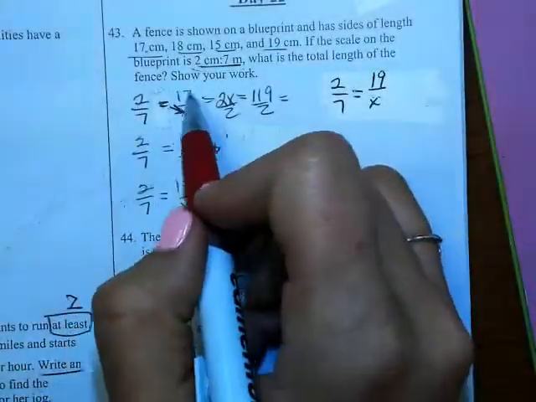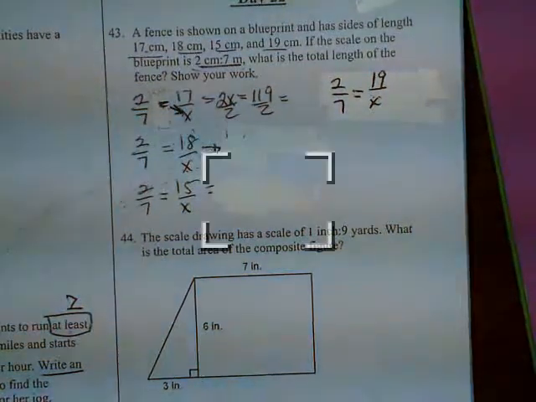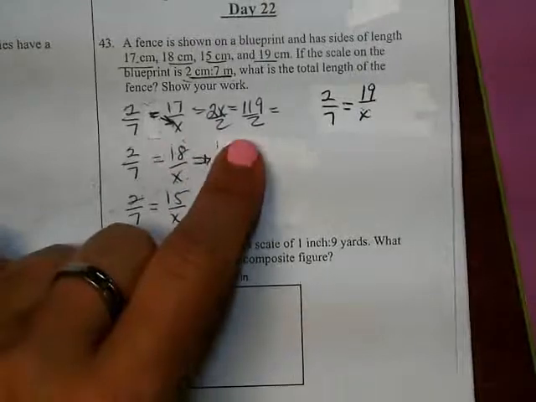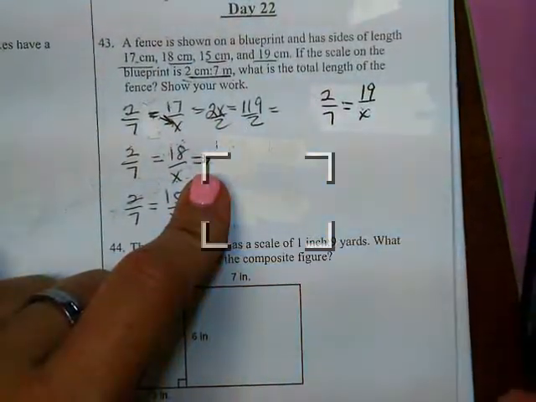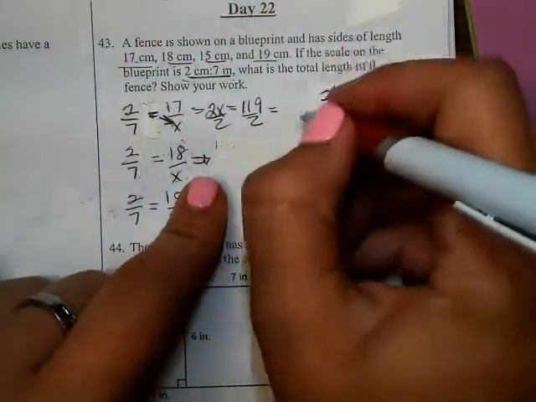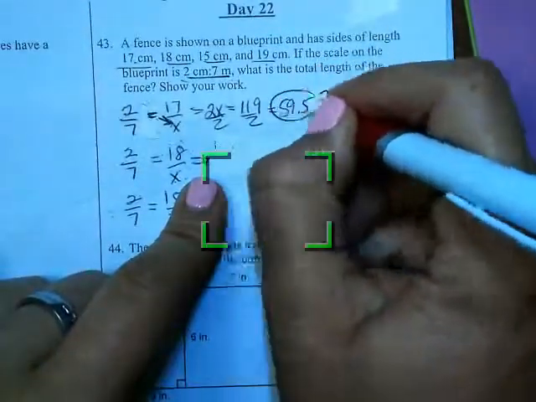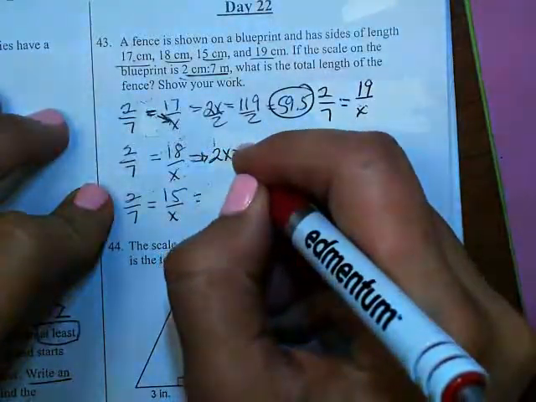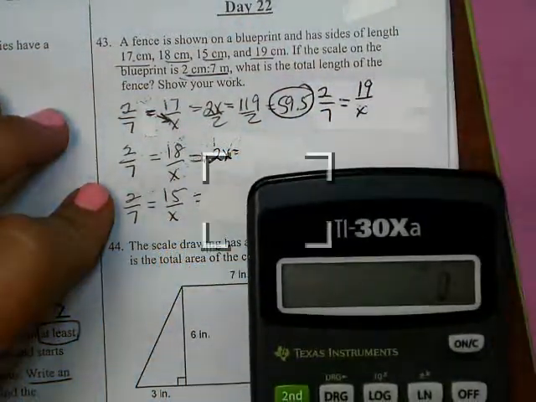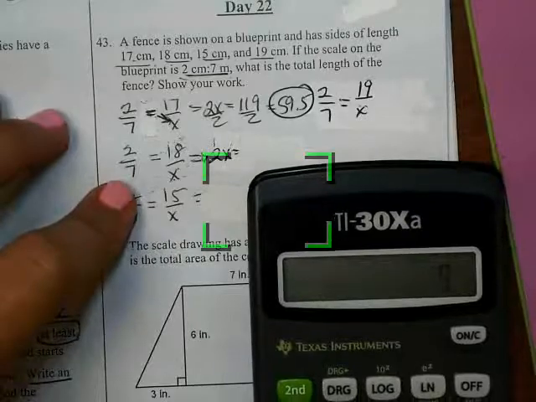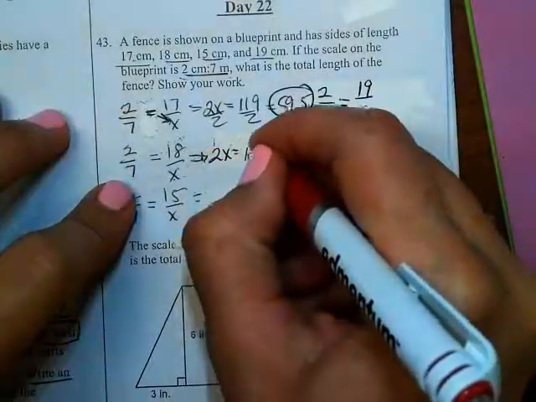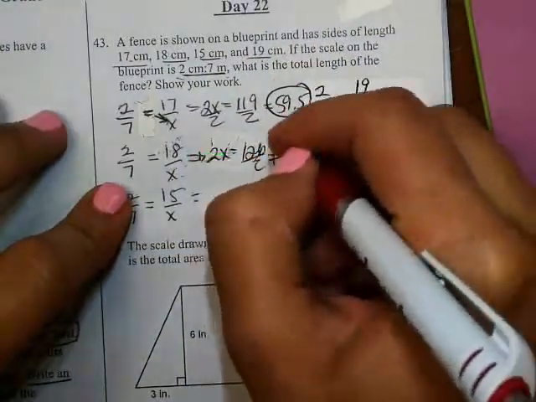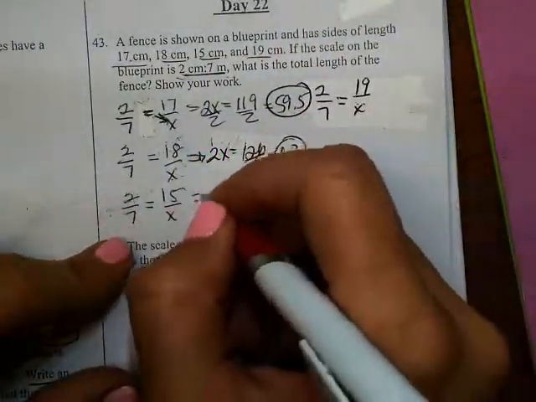You cross multiply and you say, okay, 17 times 7, that's where I got the 119 from, and the 2 times x is 2x. 119 divided by 2 makes it 59.5. Hold on to that one. All right, cross multiply. 2x is equal to 18 times 7, which is 126, divided by 2 makes it 63. So the new side measurement is 63.